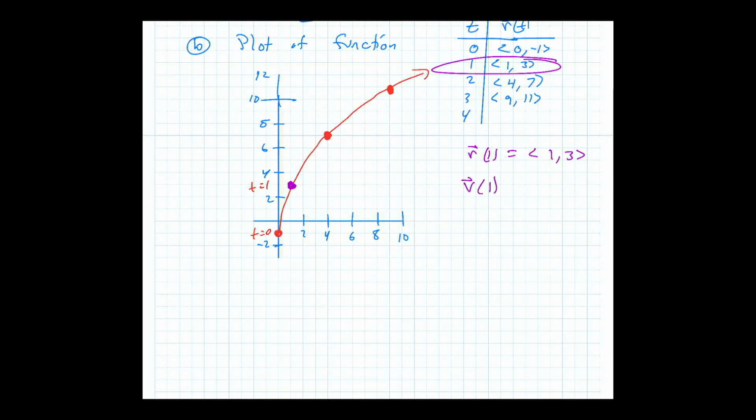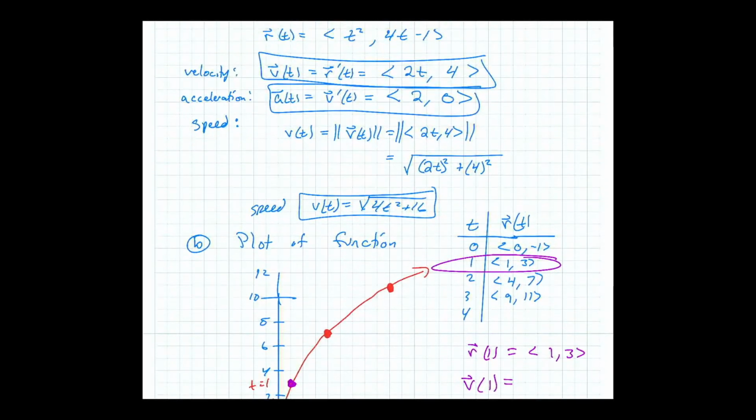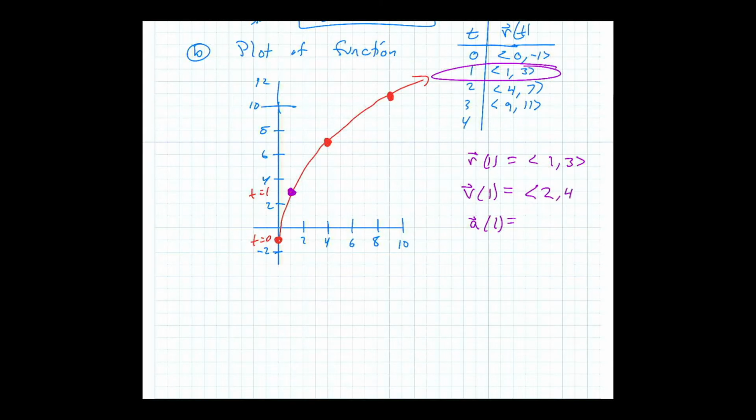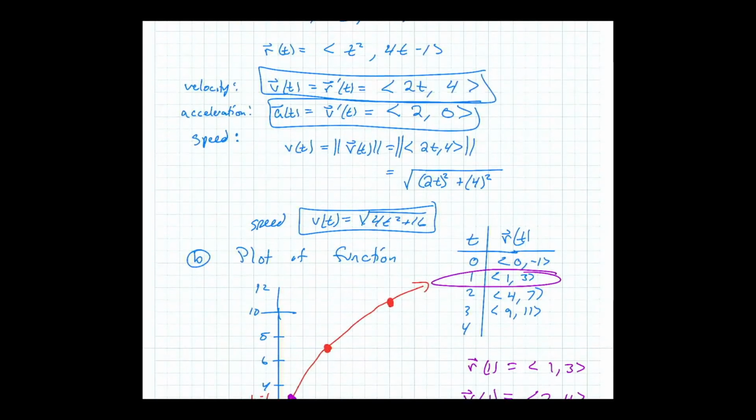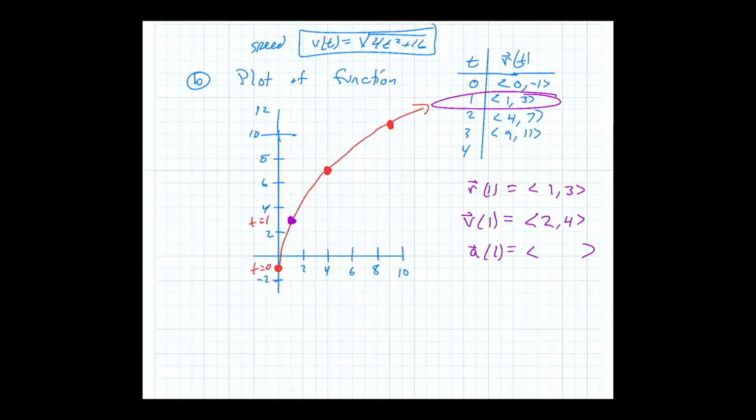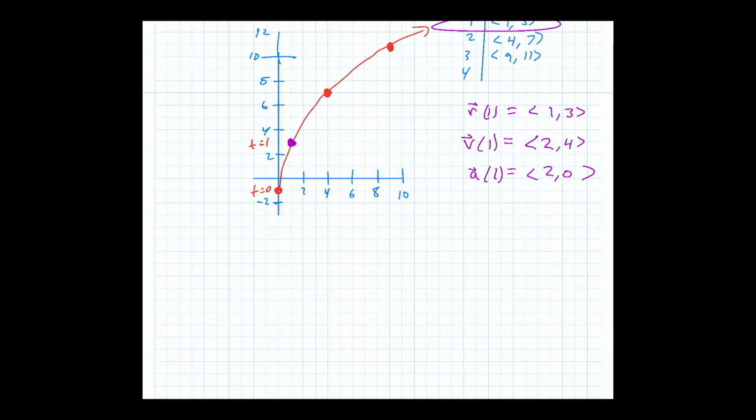Now you also need to know the velocity vector at 1, and we need to know the acceleration vector at 1. Actually, I didn't say to plot the acceleration, but I will. So how do I get velocity at time 1? Right, you got to go up to the velocity equation and plug in a 1 here. So if you plug a 1 in here, you're going to get 2 times 1, 4. So 2, 4. Okay, and then a of 1. So a of 1 is plugging a 1 into the acceleration vector. The acceleration vector is here. There's no t's, so it's just going to be 2, 0. Okay, and we're going to plot v of 1 and a of 1.